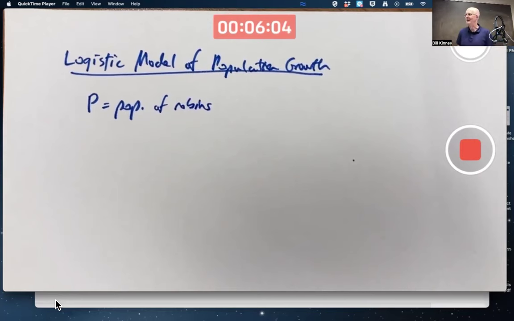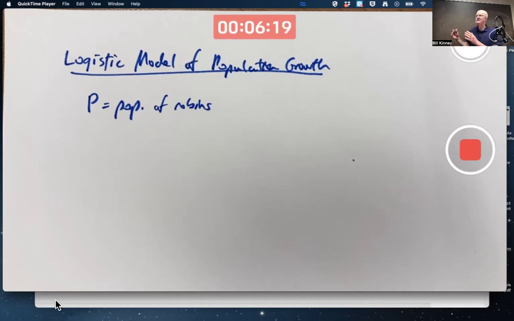Later today, we're going to talk about robins eating worms, but not now. That'll be when we have interacting species, a predator, the robins, and the prey, the worms. But for the moment, we only have the predators growing.